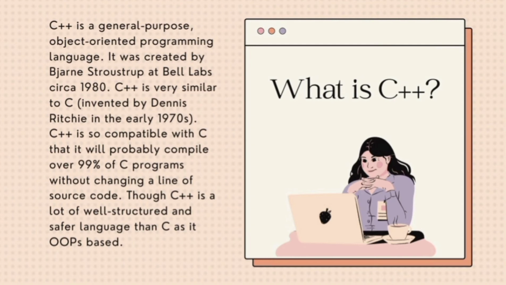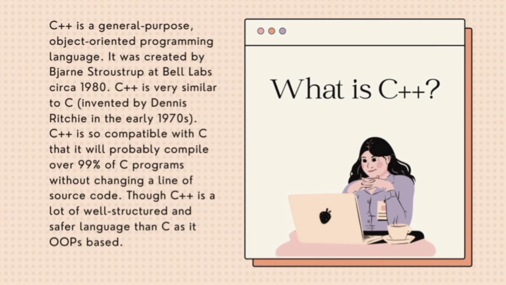C++ programming. What is C++? Learn basic concepts of C++. What is C++? C++ is a general-purpose, object-oriented programming language. It was created by Björn Stroustrup at Bell Labs circa 1980. C++ is very similar to C, invented by Dennis Ritchie in the early 1970s.